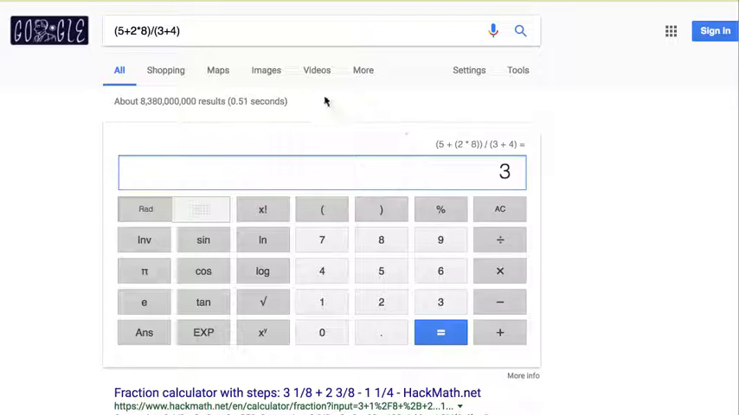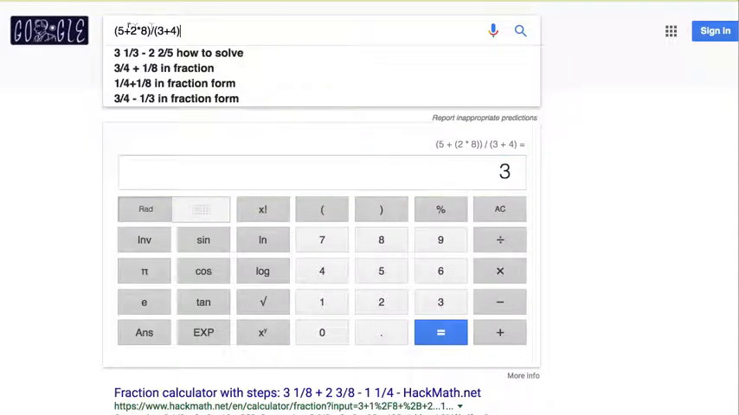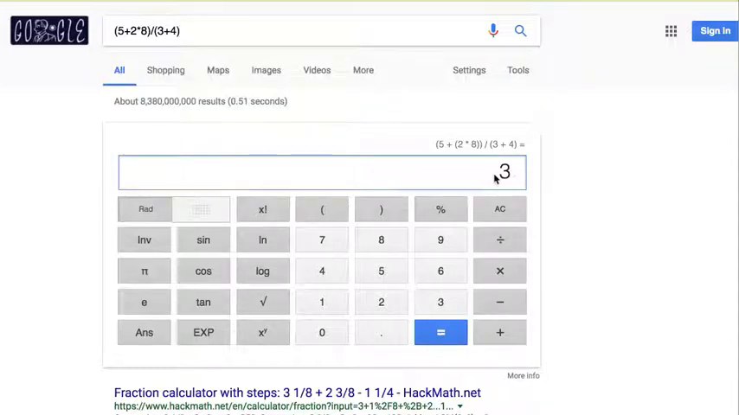Now I believe I should check this. I believe that in order to get these parentheses, you actually need to put that calculation into the Google bar and not into the calculator bar. Let me double check that.